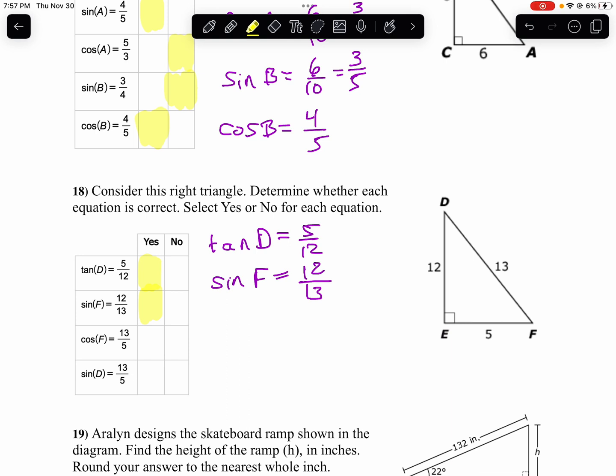Cosine of angle F cannot be 13/5, because you can't have cosine being bigger than 1. And the sine of angle D, the sine can't be bigger than 1. So we go yes, yes, no, no on that one.